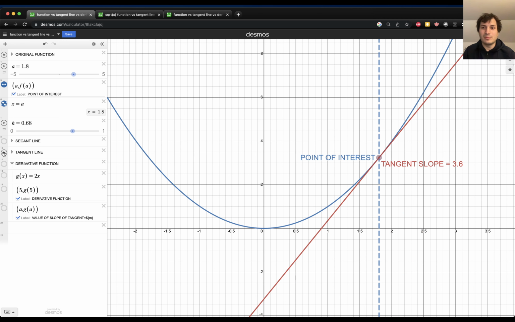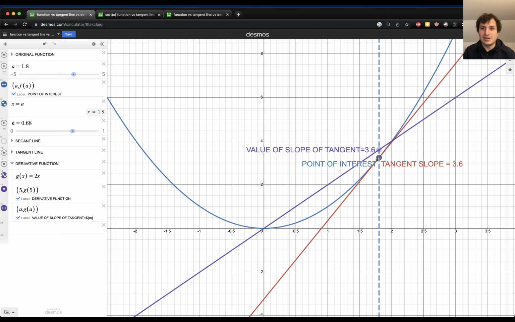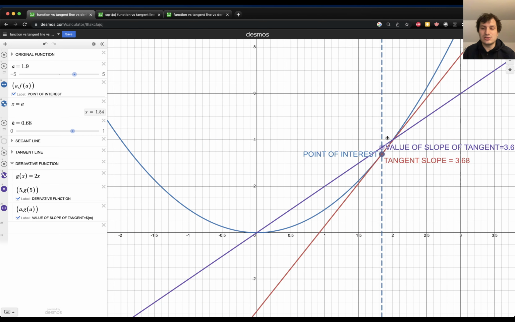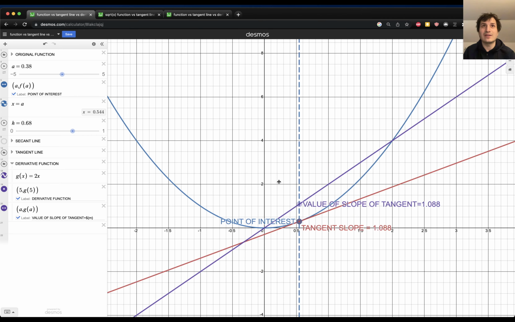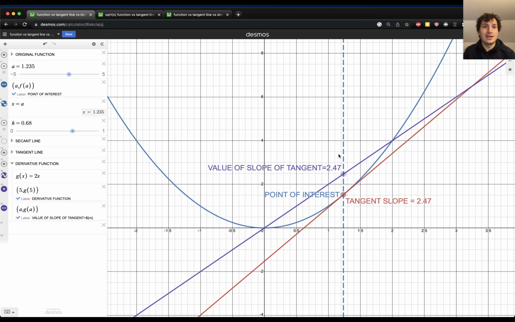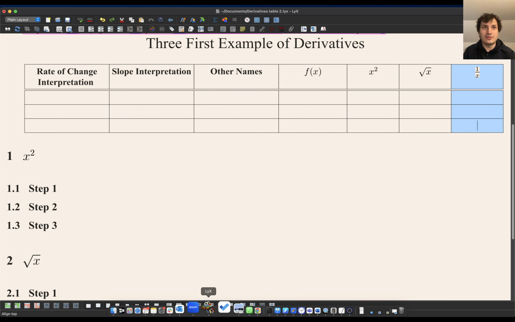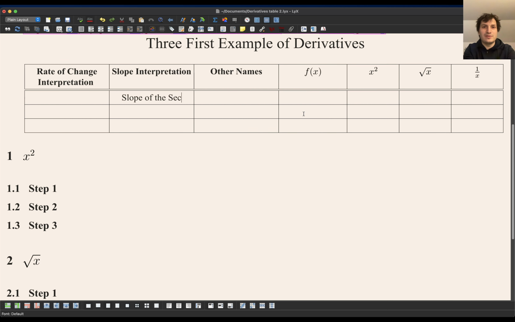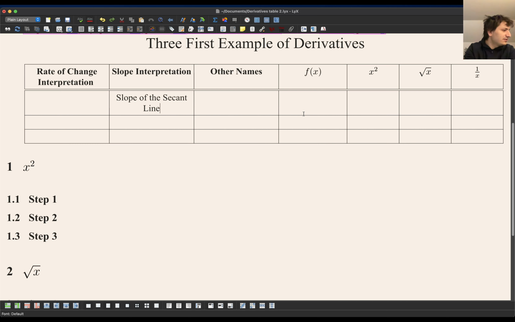And then, by thinking of how this tangent line changes as you change the point of interest, we get this new purple function, the derivative function, and we can find a formula for that. So that's what we're going to fill in on our table. And so that's why our table has 3 rows for each of these 3 steps. And each of these 3 steps is going to have an interpretation with slopes. So the first step is going to be the slope of the secant line. That's going to be the first line.